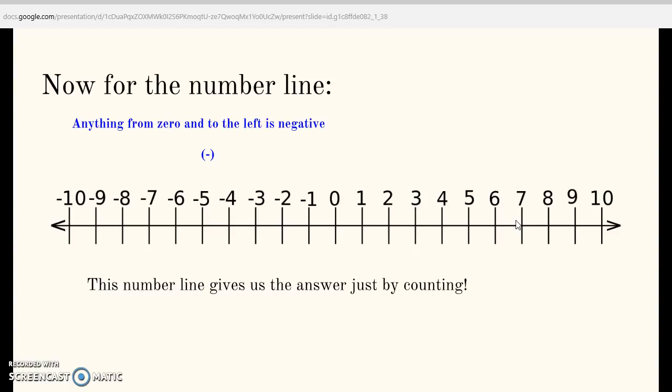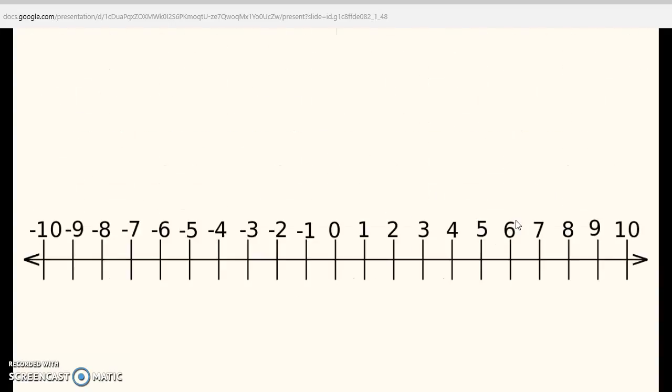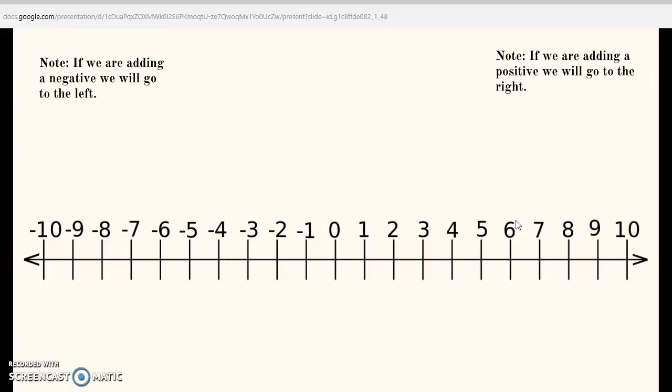So remember, if we're subtracting, we're going left. Anything from 0 to the right is positive. It's a plus. A plus is to the right. So here again is our number line. If we are adding a positive, we'll go to the right. If we're adding a negative, we'll go to the left.